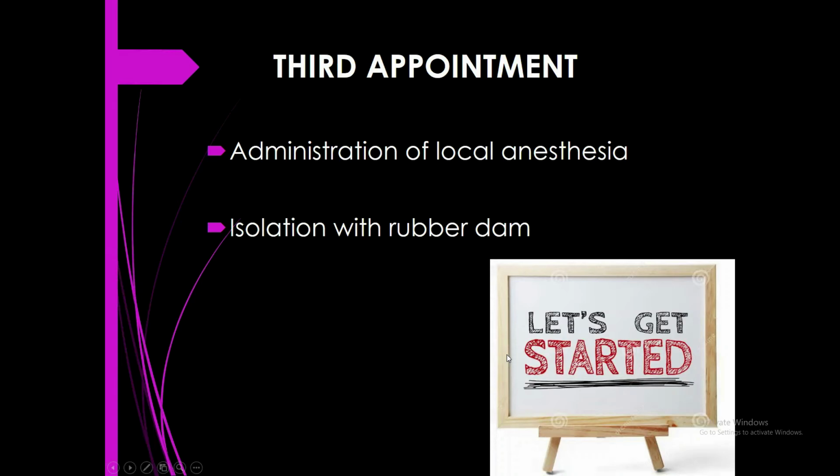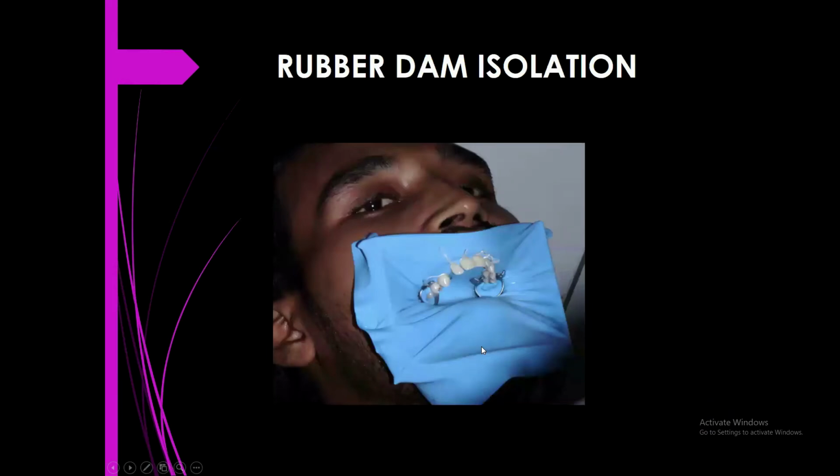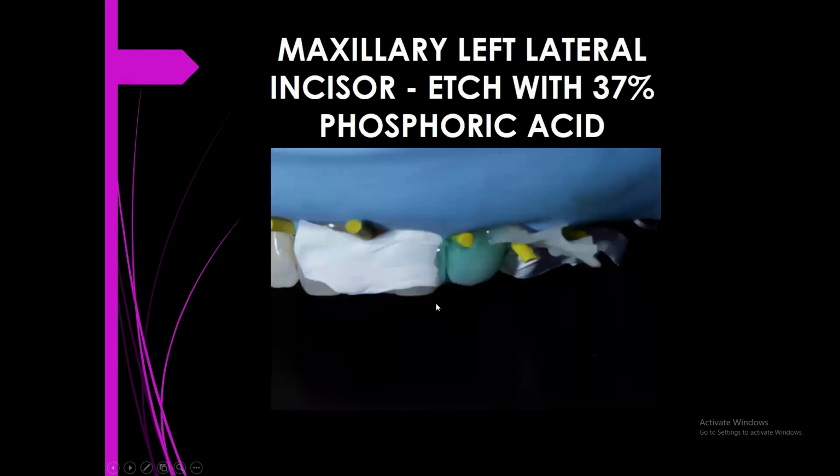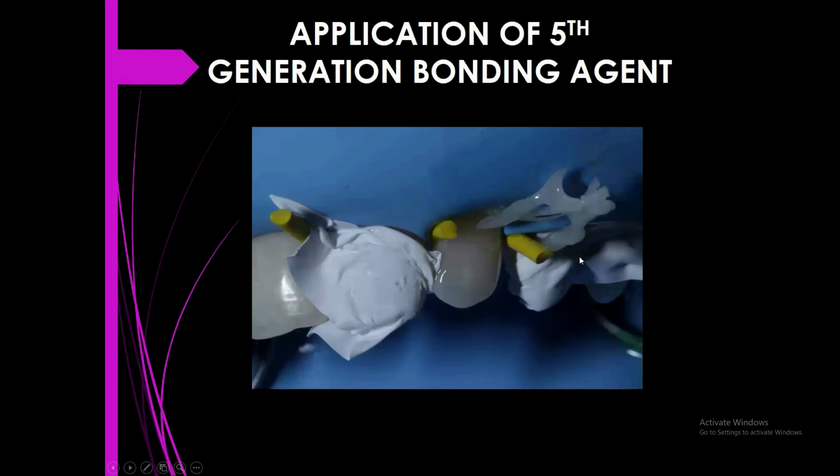The third appointment was the one wherein we did the actual treatment, starting with administration of local anesthesia. Isolation with rubber dam was done. As it is a no prep composite restoration, we just need to use the coarse disc to roughen the surface in order to remove the aprismatic enamel. The procedure starts with etching with 37% phosphoric acid. You can see the rest of the teeth are protected with Teflon tape. It was rinsed and washed, followed by drying and application of fifth generation bonding agent.